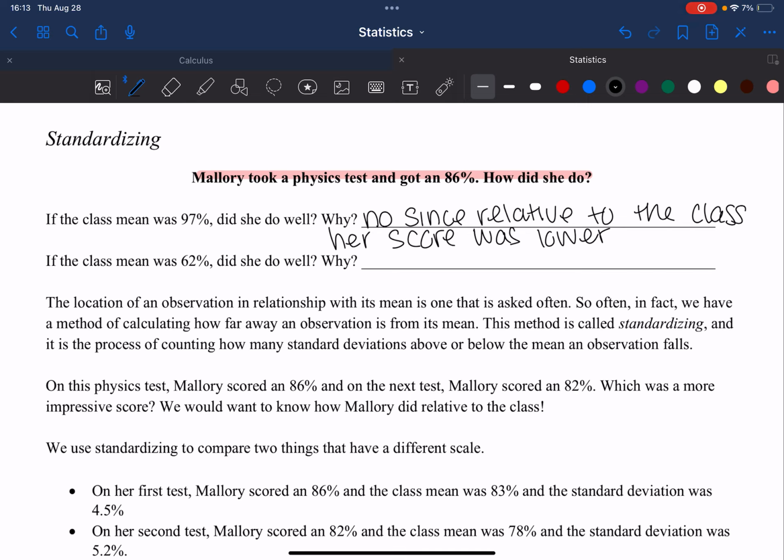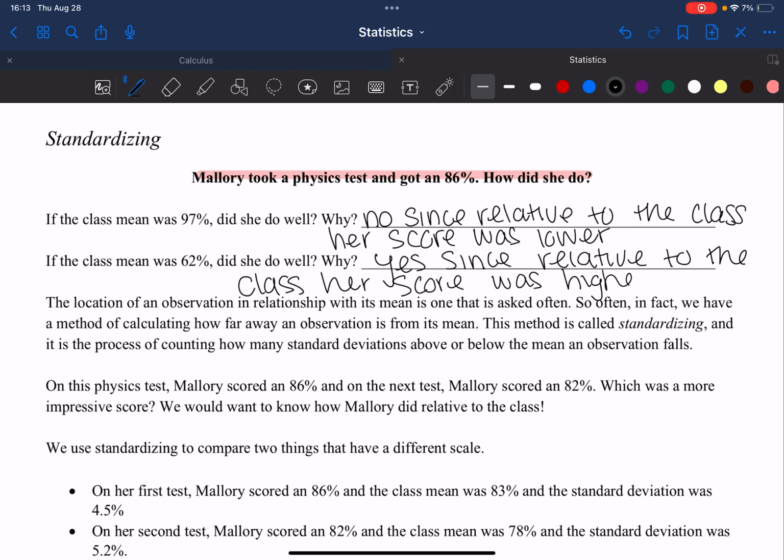Okay, in the second scenario, however, the class mean is now 62%, which means yes, since relative to the class, her score was higher.